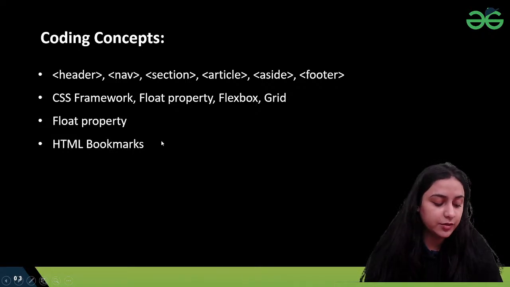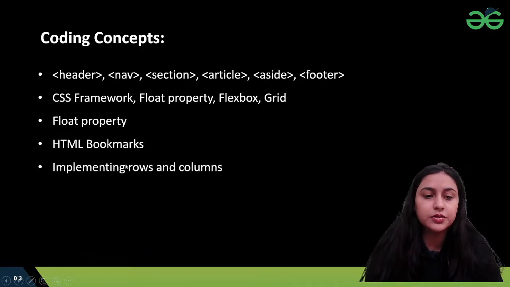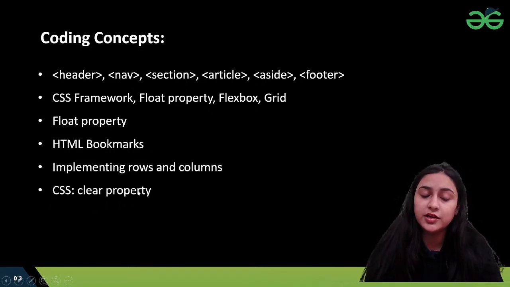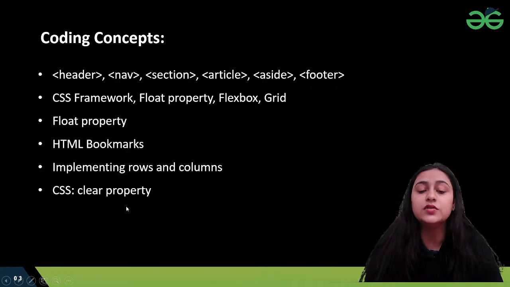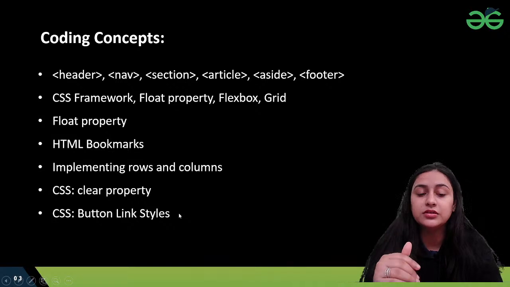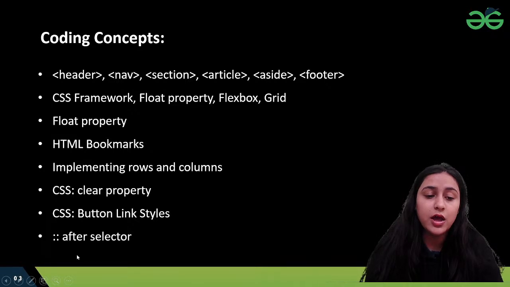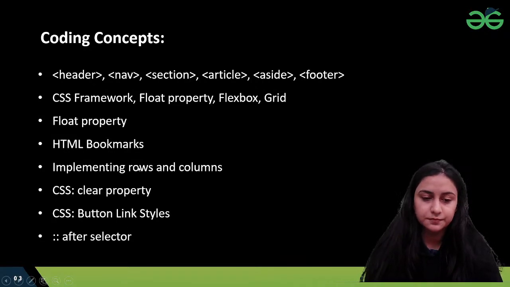You are going to learn HTML bookmarks. You are going to learn how to implement rows and columns. You're going to learn the CSS clear property. We also have a clear property in CSS. You're going to learn that also. And button link style: you are going to link the button with a section and style that button. You are going to learn all that also. And we have the after selector. In CSS, we have double colons and the after selector. So you are going to also see what the use of this property is.